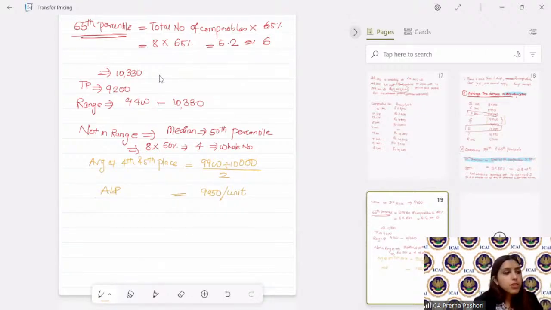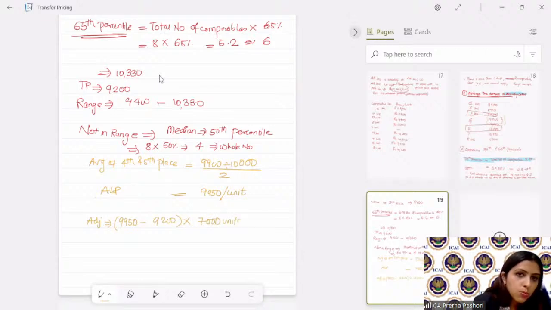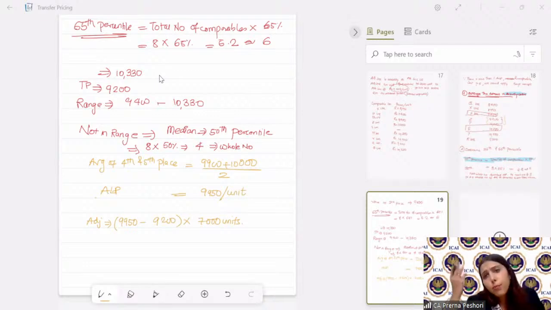So what you will make adjustment is, your adjustment will be 9,950 minus 9,200 into 7,000 units. This will be your TP adjustment. So did you understand how we calculate the range concept? Namita, quite possibly you can reject it if it is not aligning with your current year data. Are we clear? So this is about the range concept.